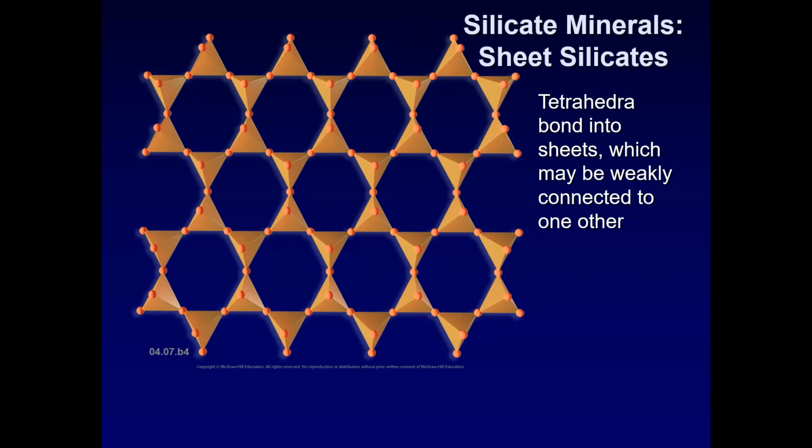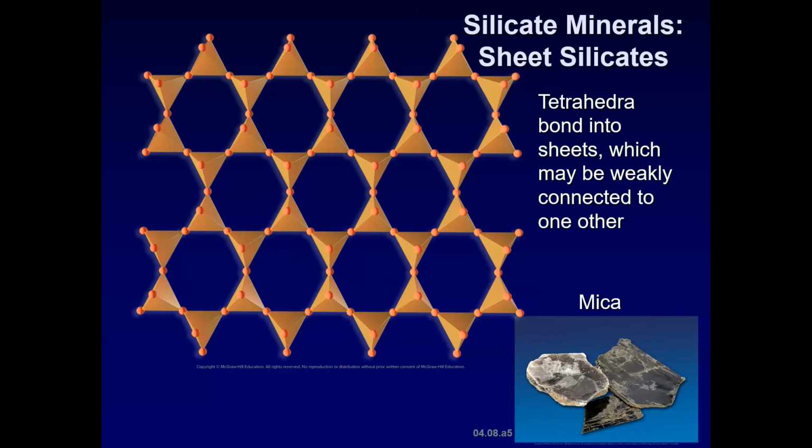So perpendicular. We can also have sheet silicates. You have the tetrahedra bonded into sheets, which might be weakly connected to one another. In the case of mica, that's true. So you end up having one plane of cleavage or breakage along that weak bond.